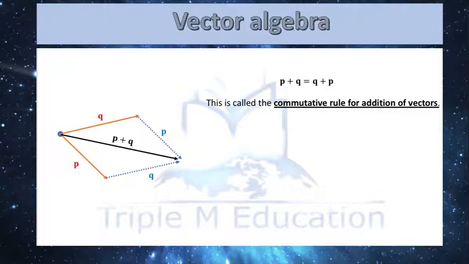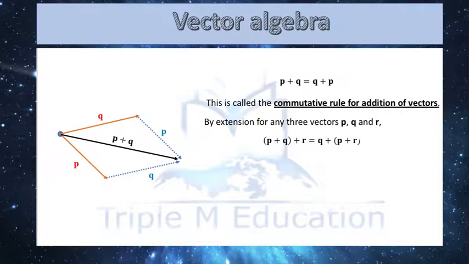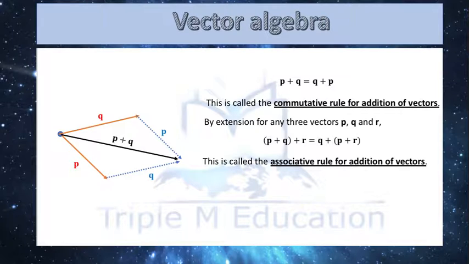By extension, for any three vectors P, Q, and R, this rule also applies. So it does not matter which order you add them in, you will end up in exactly the same position. So your resultant vector would be exactly the same. This rule is called your associative rule for the addition of vectors. This is tested more in A-level context than in GCSE context. In GCSE context, you tend to stick with just two vectors.